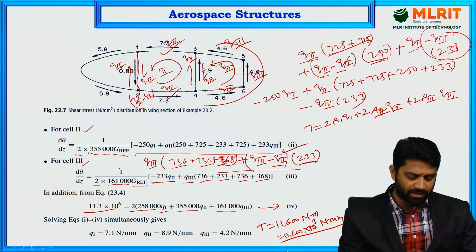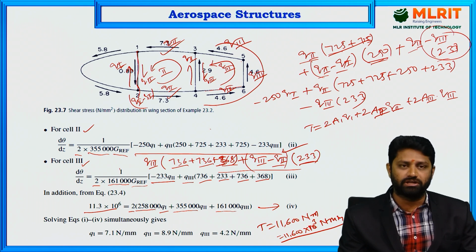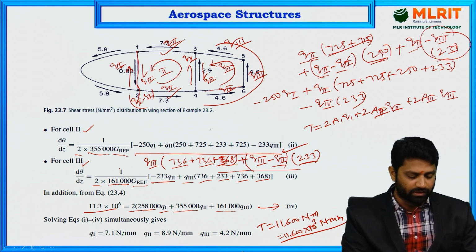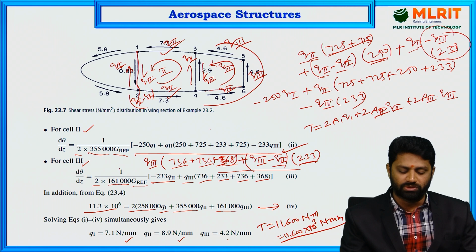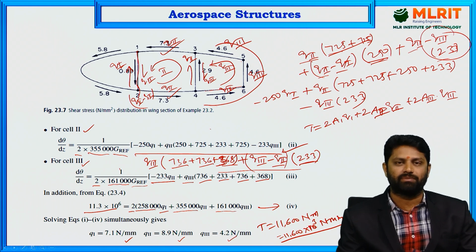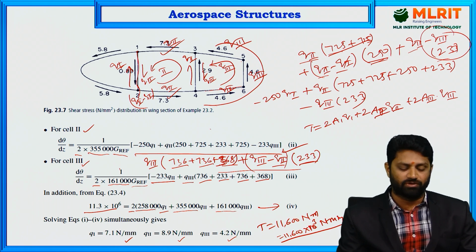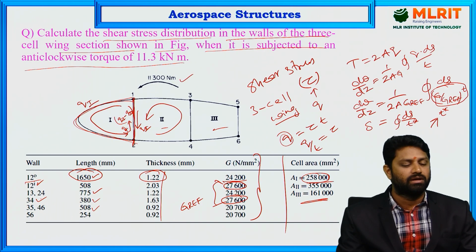Now you can solve all the simultaneous equations number 1, 2, 3, 4, and then you can easily get the shear flows Q1, Q2, Q3. For this problem, we got the shear flows Q1 equals 7.1 Newton per mm, Q2 equals 8.9 Newton per mm, and Q3 equals 4.2 Newton per mm. So this is how we solve problems on shear flows for a wing section which is subjected to torsion. But in the question, he has given to calculate the shear stress distribution.